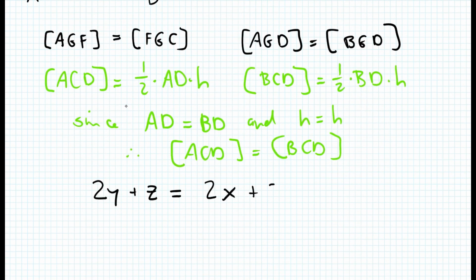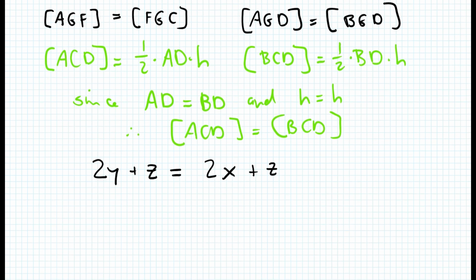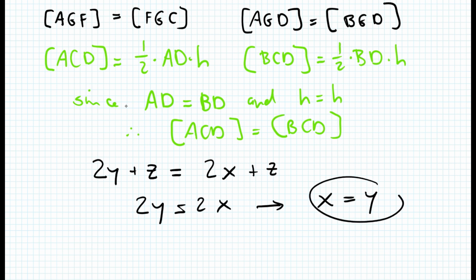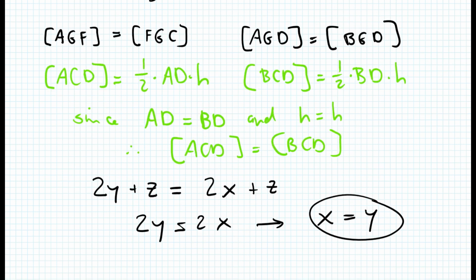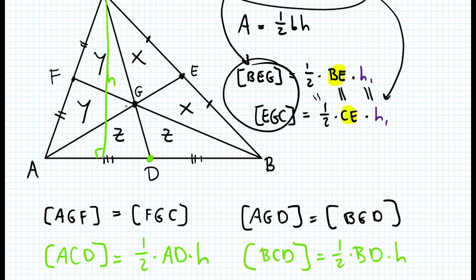2x plus z. Okay, so now we can actually subtract z on both sides. So we're actually left with 2y equal to 2x. Therefore, we can say that x has to be equal to y. So there's already the first part of it. We already proved that x is equal to y. Therefore, all these 4 triangles are equal. Now, the only thing left to do is prove that z is also equal to x and z is also equal to y. And how do we do that?